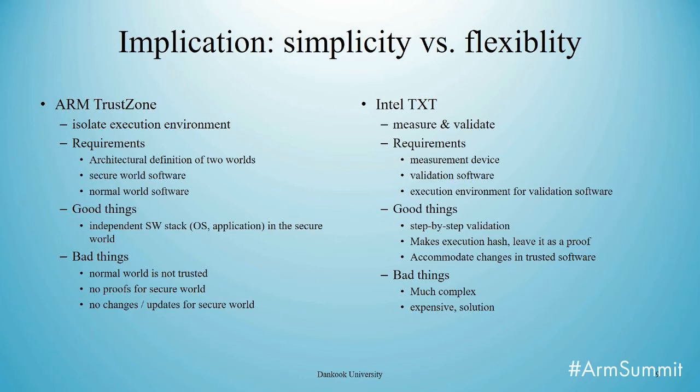On the other side, Intel TXT offers step-by-step validation. If there is a problem, we can check and audit. We can make an execution hash and leave it as proof. So we can check what the problem is, find the root cause, and accommodate changes in trusted software because it is based on measurement. When you update your software, the measurement will change, and you should have a reference value that matches the changed hash value. So it is more flexible in accommodating changes. However, it is much more complex than TrustZone, and it is expensive because you need more hardware.